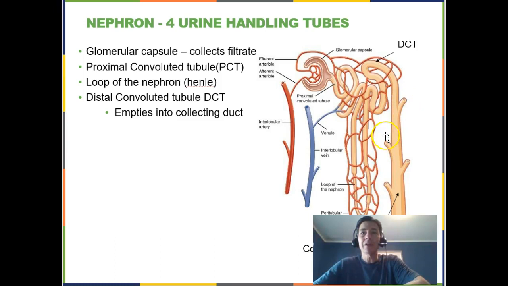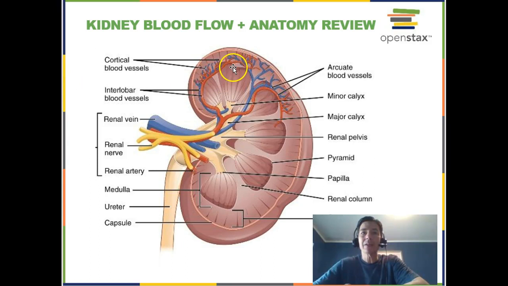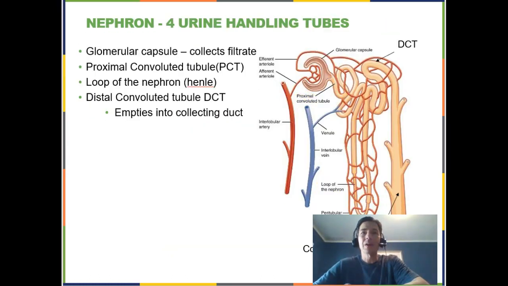And you can see here, here, here, and there, those are the distal convoluted tubules of other nephrons that are all feeding into that collecting duct. And then that collecting duct runs through the medulla and drains into the renal pelvis. And which slide were we on?